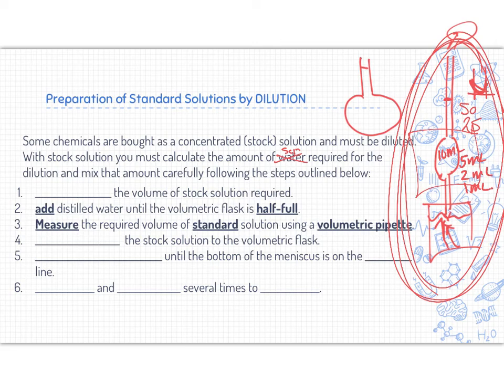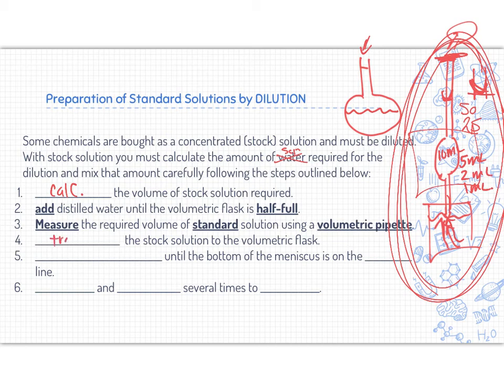So we are going to calculate the volume of stock solution required, and then we're going to add distilled water to our volumetric flask until it's half full. Then we're going to measure the required volume of standard solution using our volumetric pipette. So we're going to suck up our solution into the pipette until the meniscus is sitting right on the calibration line. And then we use our thumb across the top, kind of like transporting a liquid in a straw, to move this liquid into our volumetric flask.